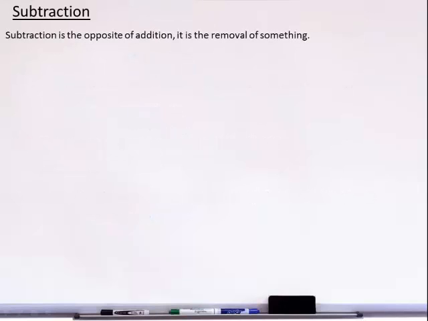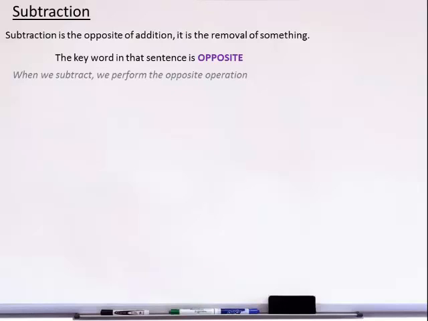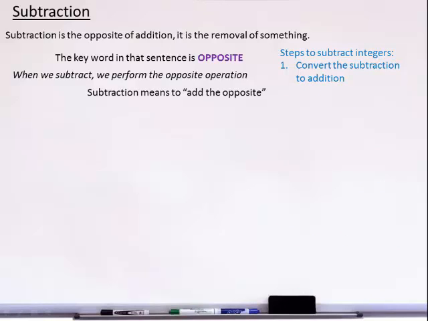Subtraction is the opposite of addition. It's the removal of something. And the key word in that sentence is opposite. When we're subtracting, we perform the opposite operation. So we add the opposite. So the steps to subtract integers are to convert the subtraction to addition and then follow the rules for addition. So 9 minus 5 is actually the same thing as 9 plus -5, which would give us a 4.